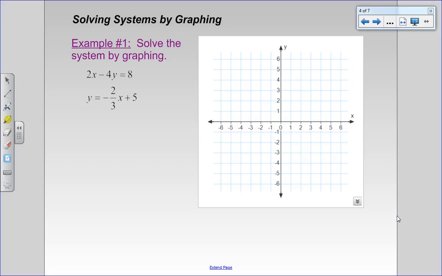When two lines are graphed on the same coordinate plane, there are three possible results that can occur. Let's look at each of these possibilities by solving three different systems of linear equations using the graphing method.